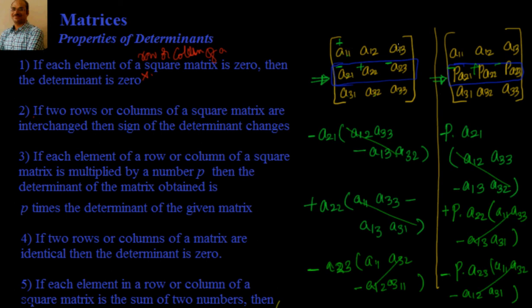So if I have A11, A12, A13 and so on, and its determinant, let us say, is equal to small d, if I multiply a row with p, then it will become p into d. That's what we are trying to understand. Okay, let's move to the next one.